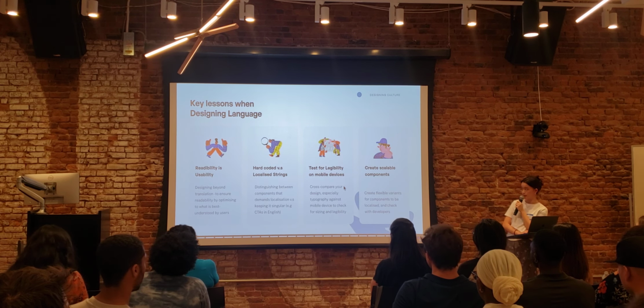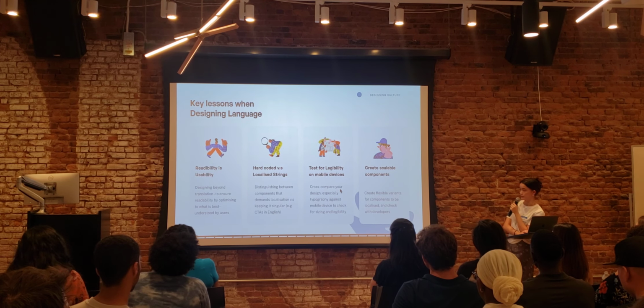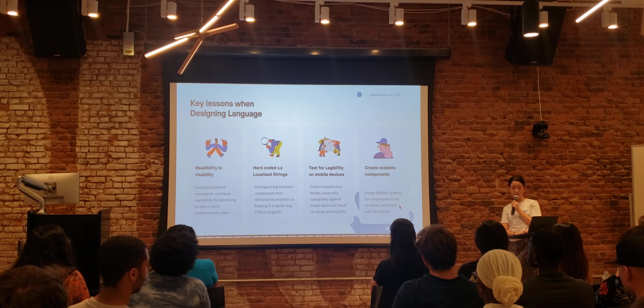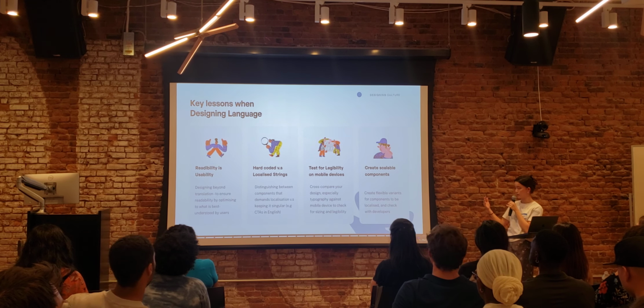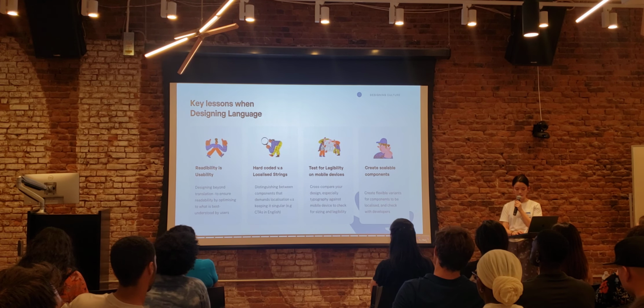And thirdly, to always test for legibility on mobile devices, meaning cross-compare designs, especially typography, against mobile devices to check for sizing. And lastly, create scalable components, meaning flexible variants in your design system, so that whatever language your component is in, it can increase in size and that wouldn't break the layout on the mobile device.